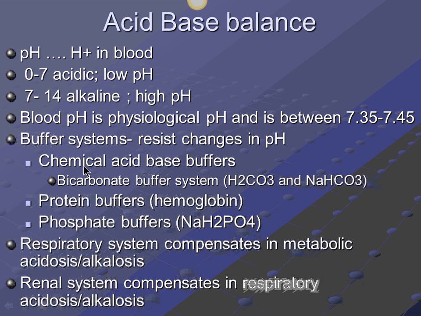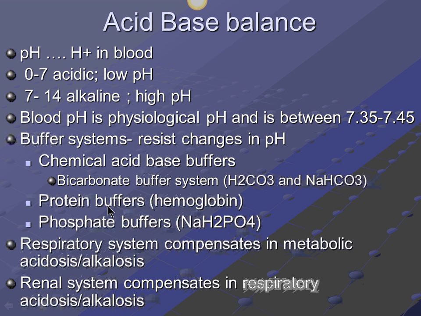Some of these buffer systems you've actually seen. These are a few of the buffer systems which we have in our body. There's the chemical acid-base buffer, which is called the bicarbonate buffer system. You saw this when we were doing the respiratory system. Remember, carbon dioxide with water formed carbonic acid, then formed bicarbonate and hydrogen ions, right? So it's carbonic acid and what is called sodium hydrogen carbonate.